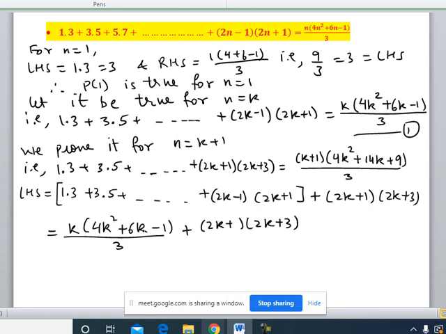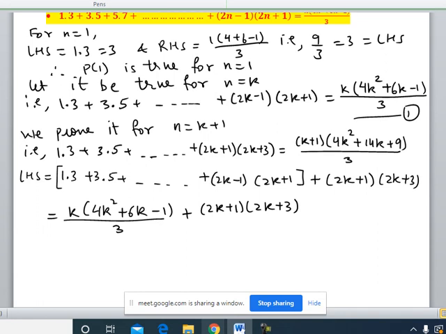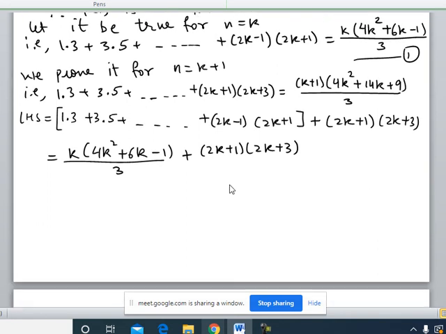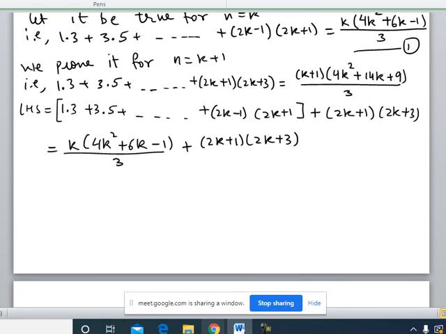See, this we are unable to factorize. In this current form, we cannot make out whether there is anything common or not. So the only option left is to take the LCM and simplify the entire term. Let me multiply this with 3 and expand this entire term. We will see what we are getting. And k also I will multiply inside.